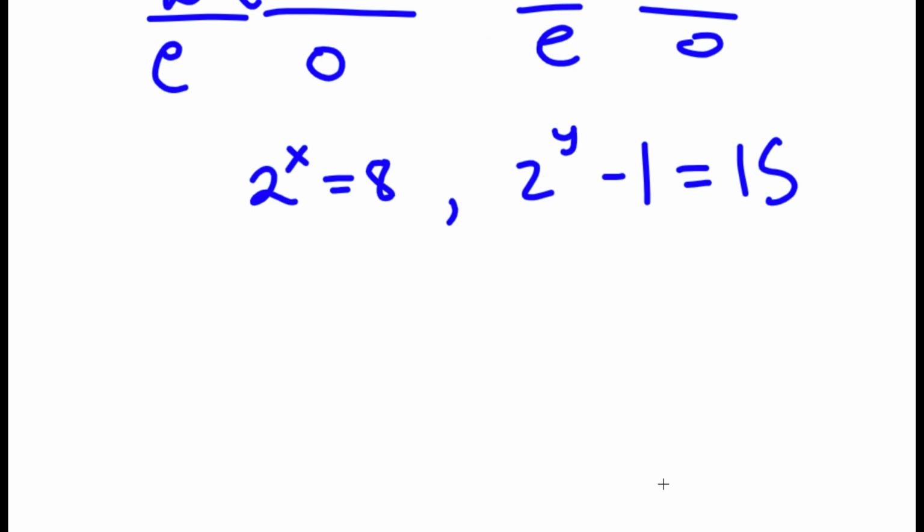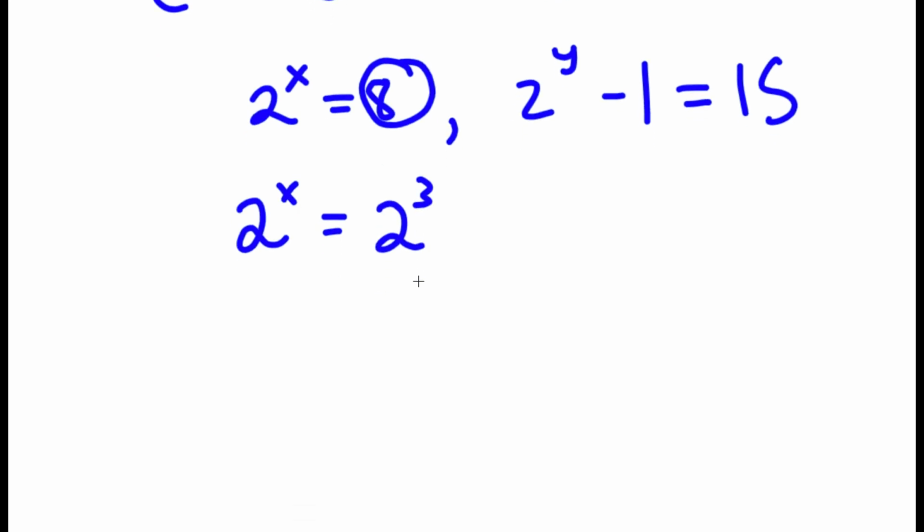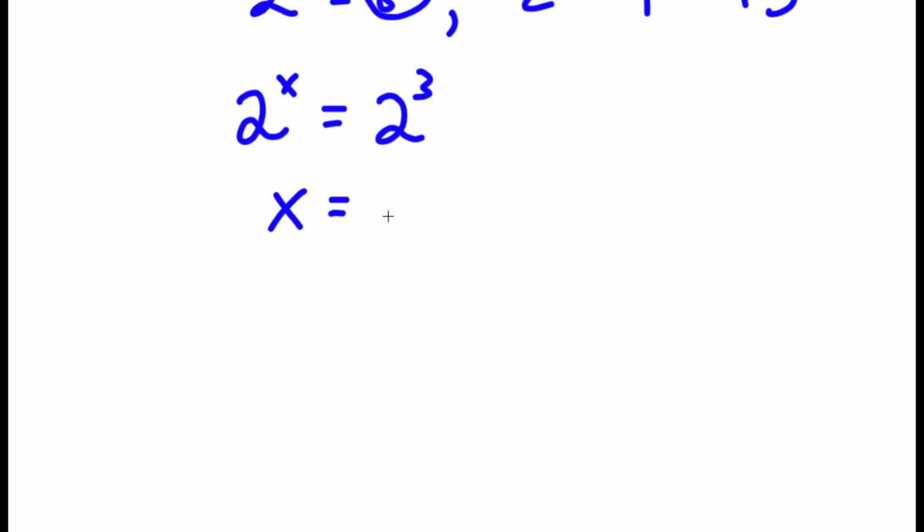So let's first start by solving 2 to the power of x equals 8. So 8 is the same thing as 2 to the power of 3. So now I have 2 to the power of x is equal to 2 to the power of 3, and this means that x is equal to 3.